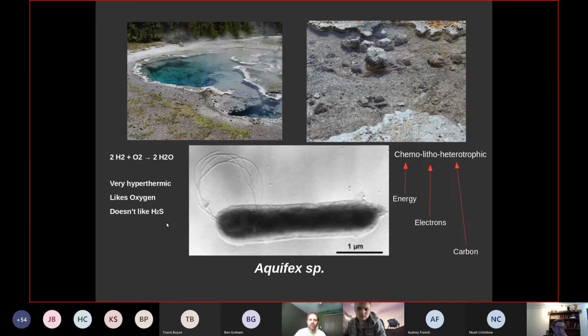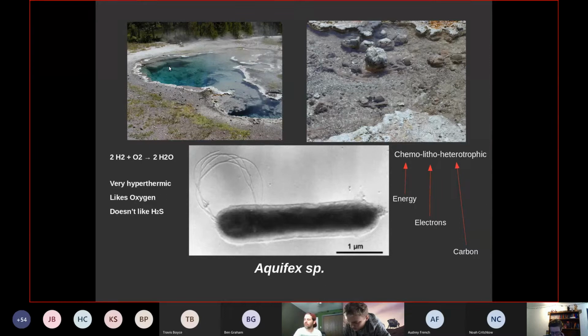Where does it grow? Not here on the left side. Why not? Because it doesn't like the hydrogen sulfide. Yeah, it can't handle the hydrogen sulfide that's coming out here. But it needs to be really hot to grow.